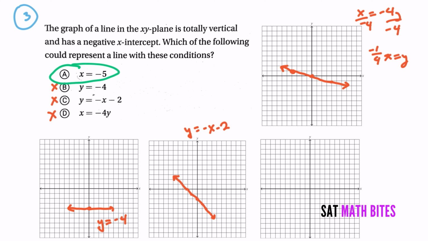So now looking at the right answer, x equals negative 5. We can see that the x-intercept would be negative 5. And x is always negative 5. So you can see that this would be the right answer. X-intercept of negative 5, vertical line.